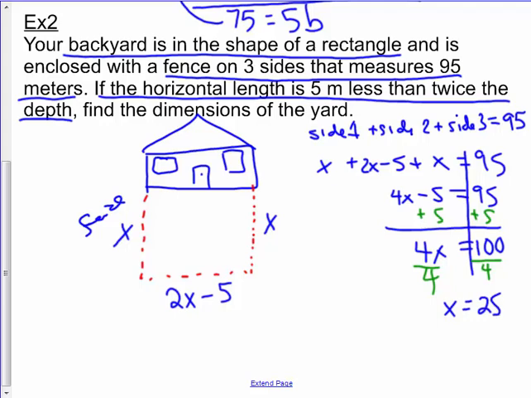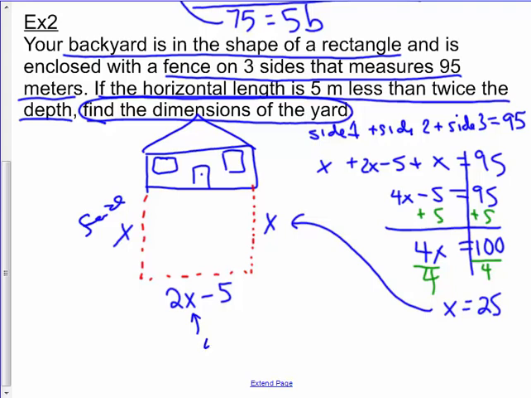So what am I trying to find here? It says I want to find the dimensions of the yard. So I want to find the length and the width, or the depth and the horizontal length here. So if x is 25 on this side, the other side is going to be 25 as well. I need to find the other side here. So I'm going to put 25 at the bottom in for x there.